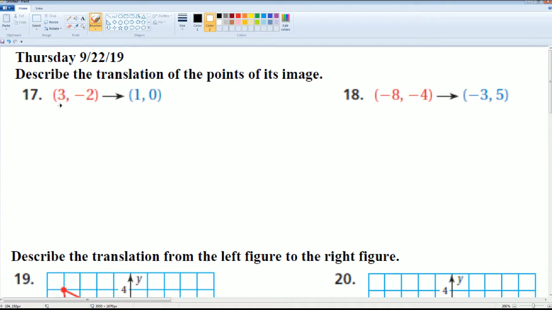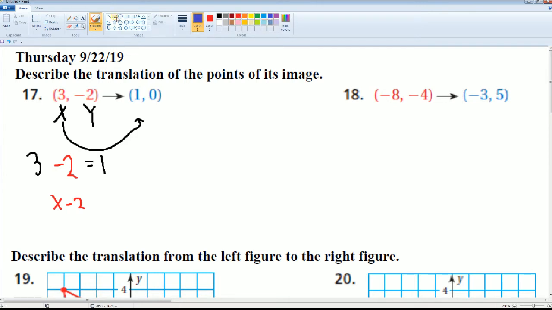I go from 3, because 3 is the x, please understand that, and this is the y. It goes from here all the way to here. So it goes from the number 3, then it becomes the number 1. How does it go to the number 1? What happens? We subtracted 2. So what happened to the x? The x subtracted 2.